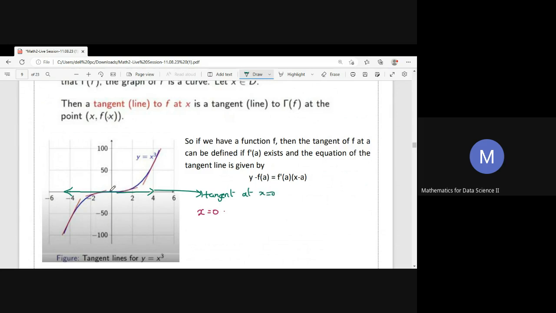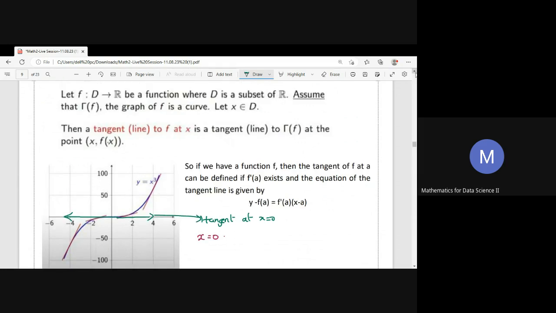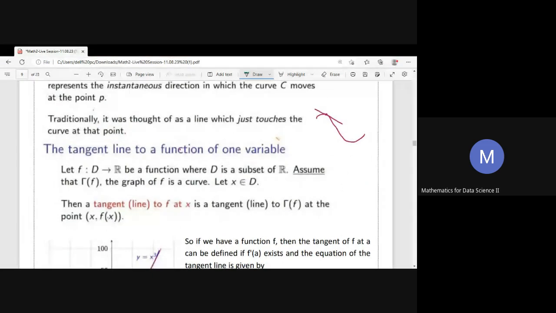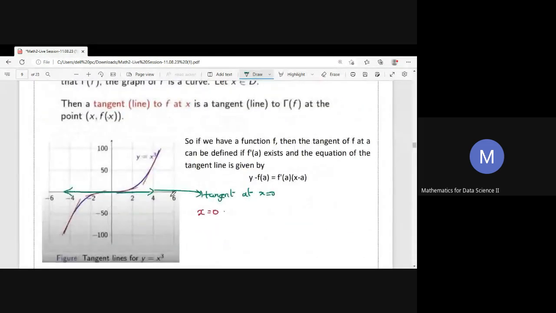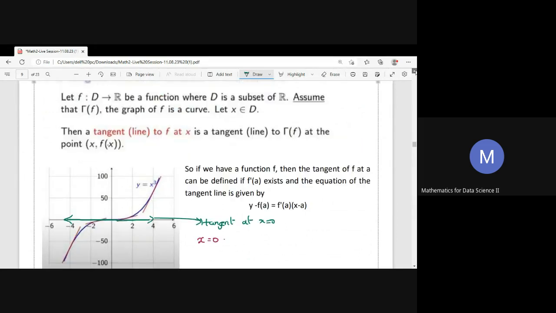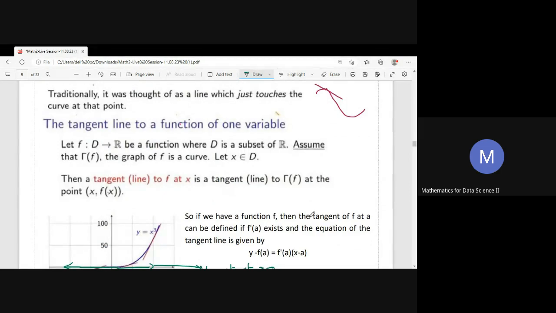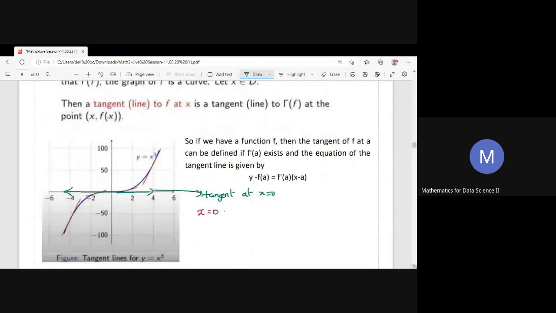Now you see that it is not just touching the curve, it is cutting the curve. So we cannot stick to this traditional definition. This varies depending on whatever curve and the point we are considering. For the other points, the definition seems to match, but for this point, it is actually cutting the curve, not just touching it.